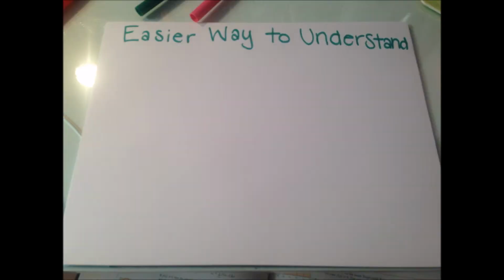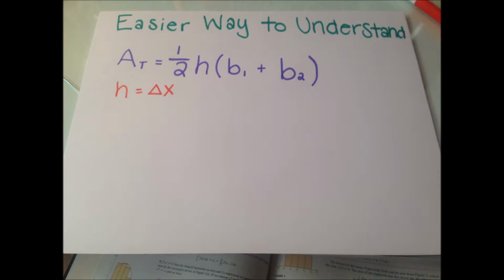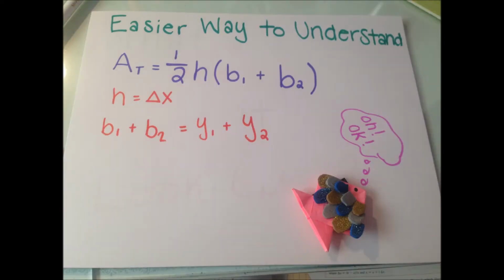Yeah, what is that, right? But never fear, there's always an easier way to understand. We already know the equation for an area of a trapezoid. Just look at it this way. h equals the change in x, and the b1 plus b2 is just you're adding the two y coordinates together of the trapezoid you're going to be making. See? Life makes sense again.